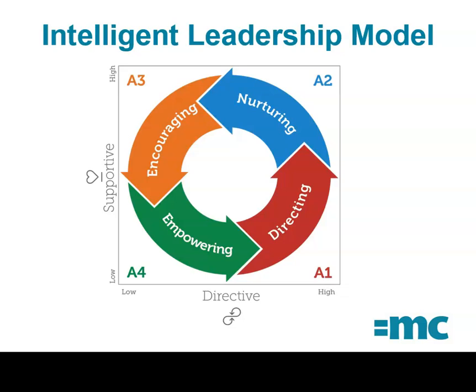The amount of each behavior needed varies along each axis. The vertical axis representing supportive behavior runs from low to high, where the lowest is at the bottom and the highest is at the top. The horizontal axis representing directive behavior runs from left to right, where left is the lowest and right is the highest.